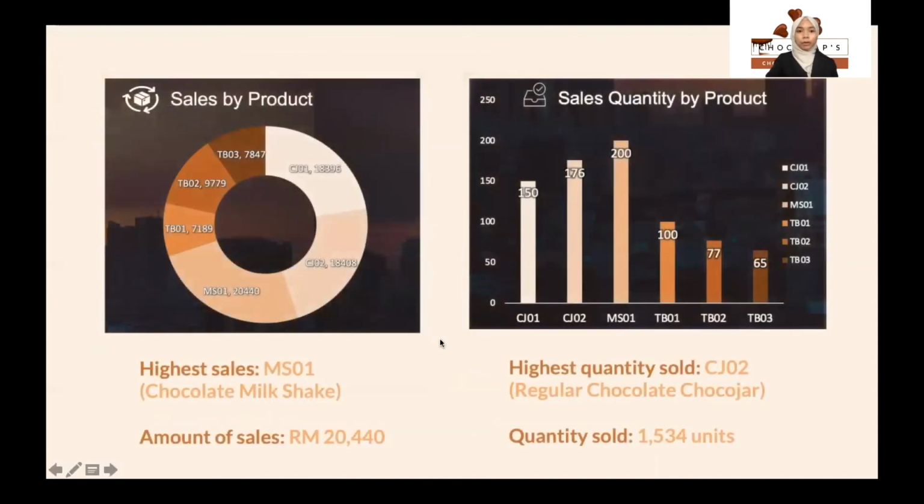Next, we are going to look at the sales by product. This is our pie chart. The highest sale is MS01, which is RM20,440. And we also have sales quantity by product. This is our bar graph. And the highest quantity sold is by CJ02, which is 1,524 units sold.